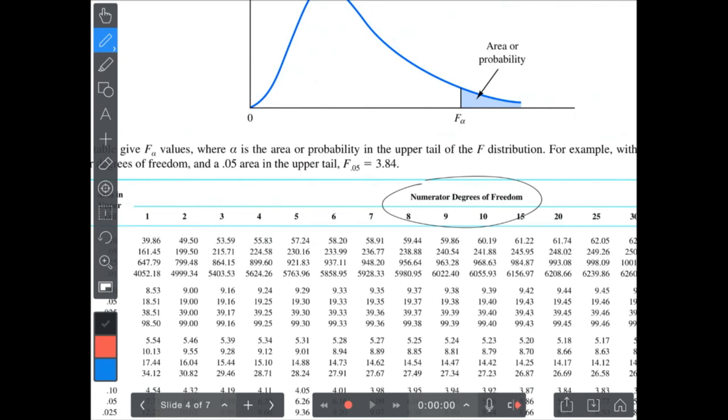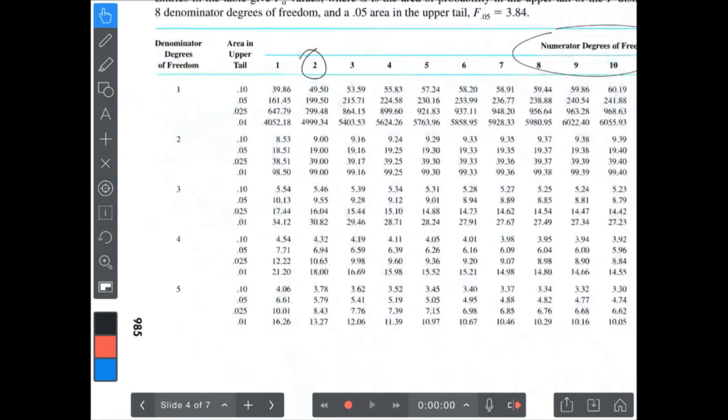In the particular problem that I'm looking at, the numerator degrees of freedom would be k minus 1, which is, we have 3 treatments, minus 1, which would be 2. So I'd have to look over here. And the denominator degrees of freedom that I'll be looking at would be 9, which is NT, the total number of values that I have, which is 12, minus the 3 treatments that I have. So 12 minus 3 gives me 9, which means that I have to look over here.